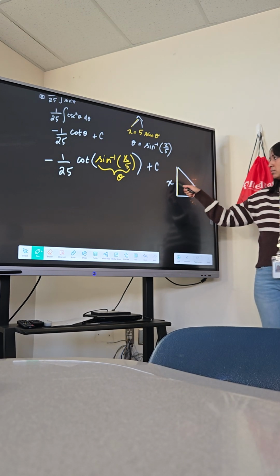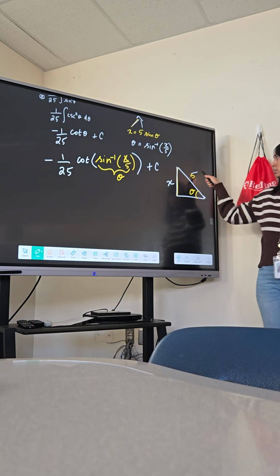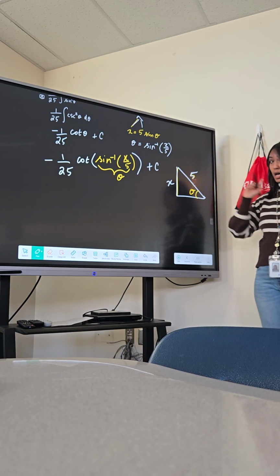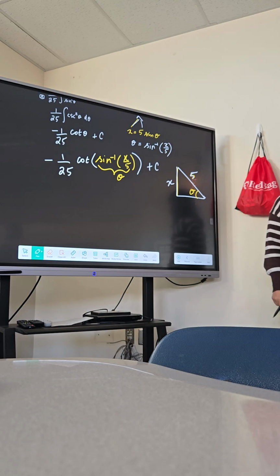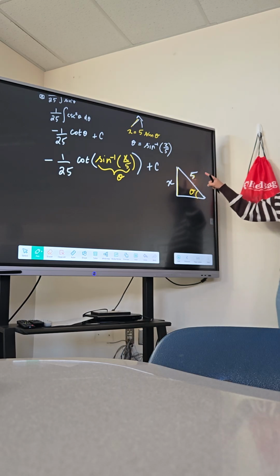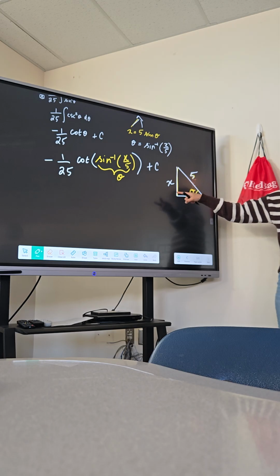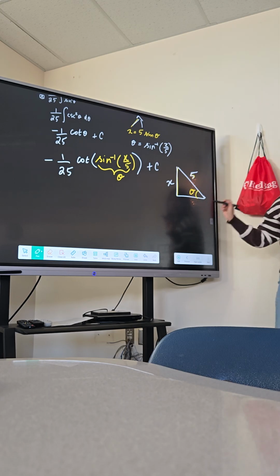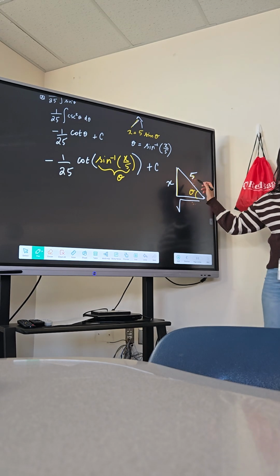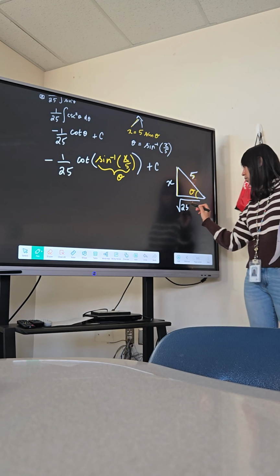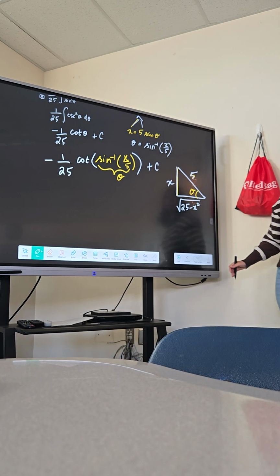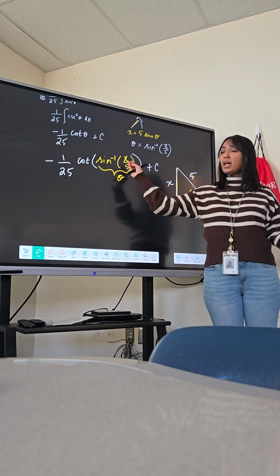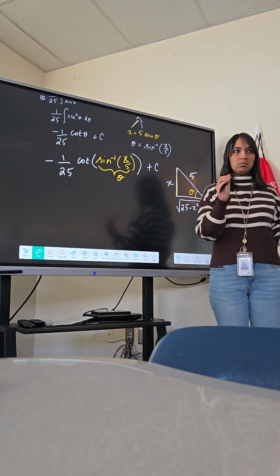X goes here, and 5 goes here. Okay. Now, how do we find the adjacent side? Which would be the square root of 5 squared minus x squared. So the square root of 25 minus x squared. The whole angle in yellow is theta.